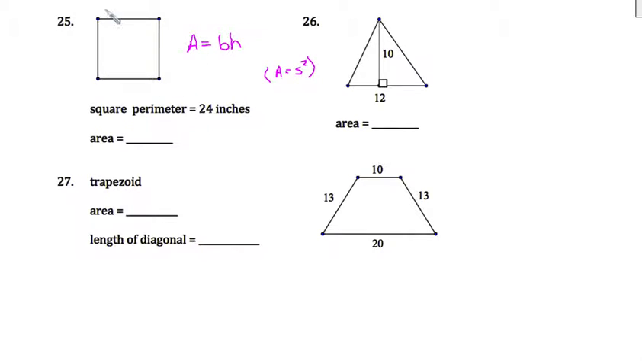So since the perimeter is 24, we have to know that in a square all four sides are the same, and the perimeter is adding all of those together. So if you take that 24 and divide it evenly among the four sides, we very quickly find that each of these sides is 6.